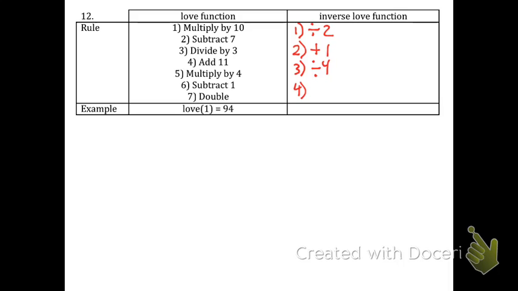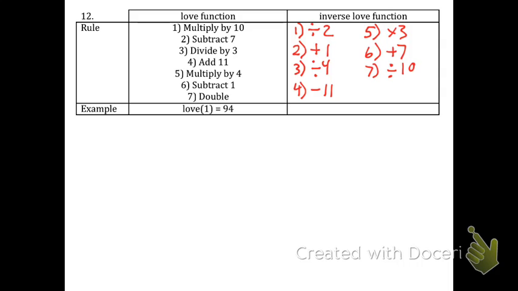To undo add 11, you subtract 11. To undo divide by 3, you multiply by 3. To undo subtract 7, you add 7. And to undo multiply by 10, you divide by 10.